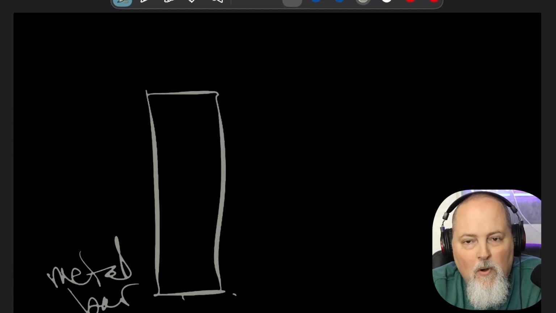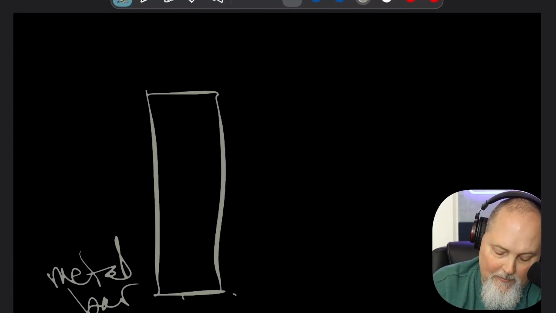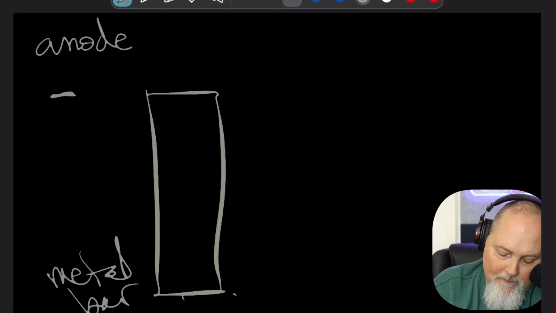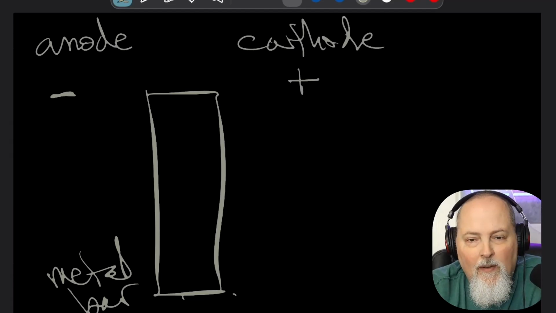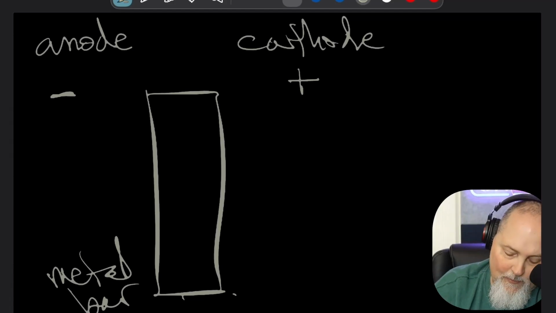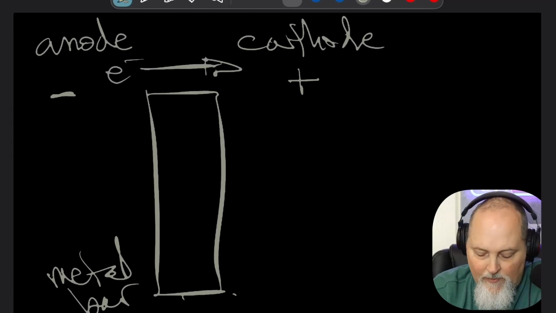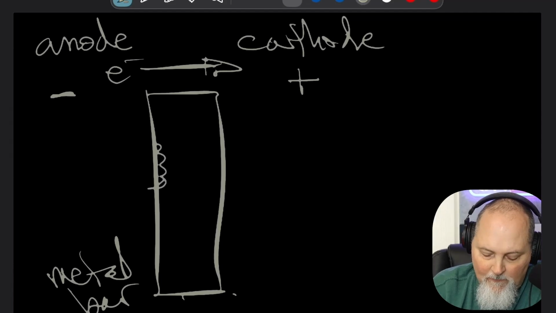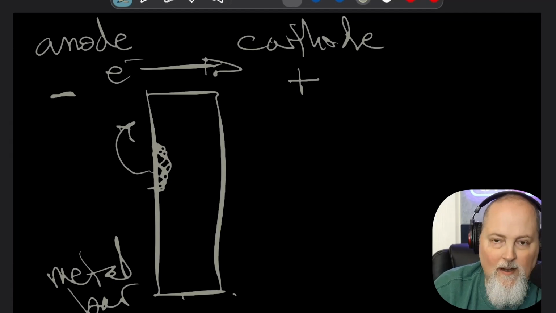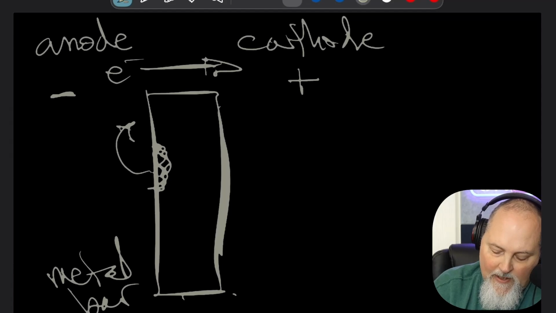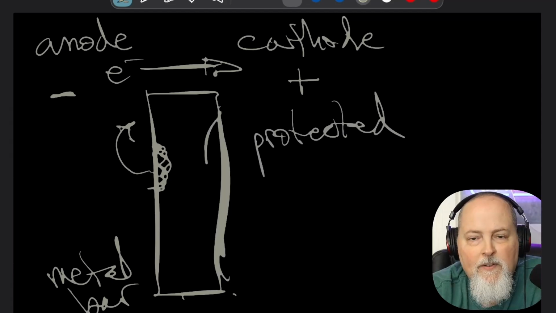All right, to draw this again, I have a metal bar, and the left side is my anode, which we said is negative, and the right side is my cathode, which we said is positive. Then we have electron flow from the anode to the cathode; my electrons move from one side to the other. On the anode side, metal ions are being pulled off. This is the oxidation side, whereas the cathode side is the protected side. All right, let's pause here for a question.